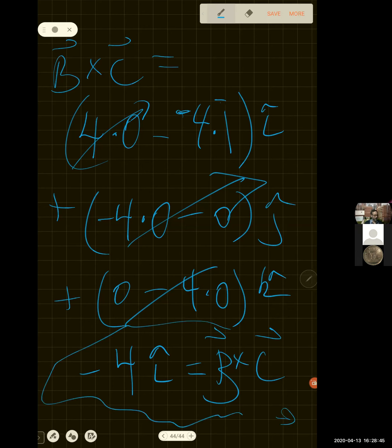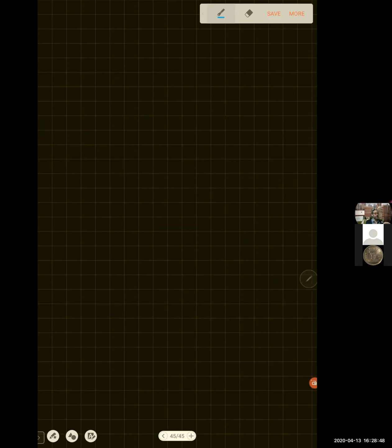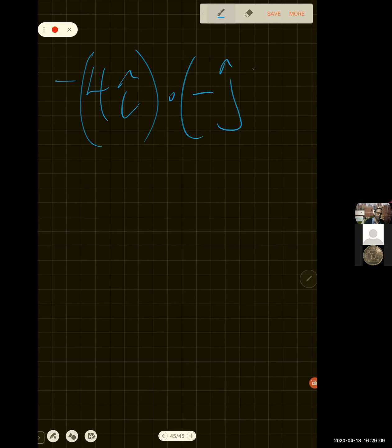But then we're asked to take that vector and dot it with vector C. So we're taking negative 4 i hat and dotting it with the vector C. The vector C is negative j hat. I don't mean to be weird about these minus signs. I can be consistent. So we're doing negative 4i dotted with negative j hat.